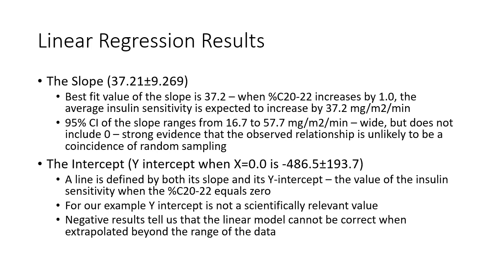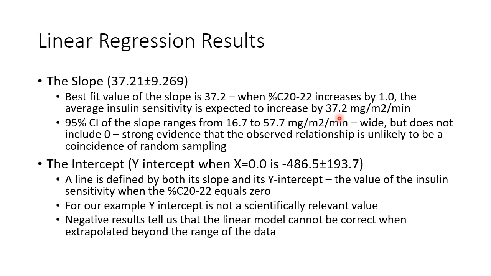Again, this is just reiterating the points I've already talked about. The best fit line shows the slope is 37, which means if I increase that percentage of C20 to 22 by 1, the average insulin sensitivity should go up by 37.2. Now, would that apply to every single patient out there? No, but that's the average. That's what we think applies to most patients.